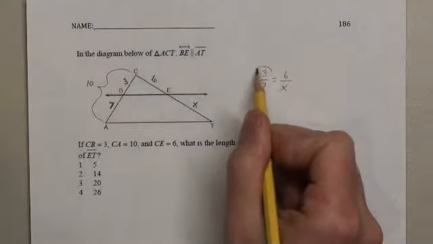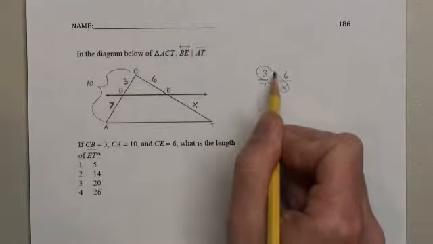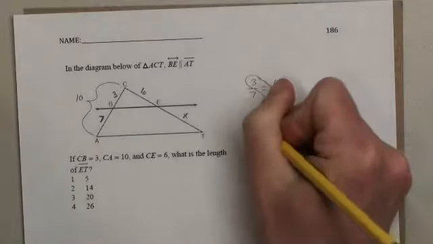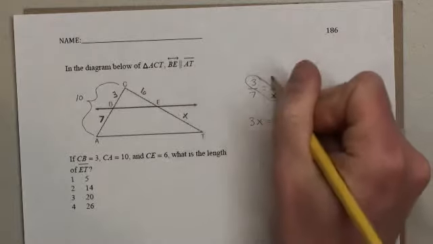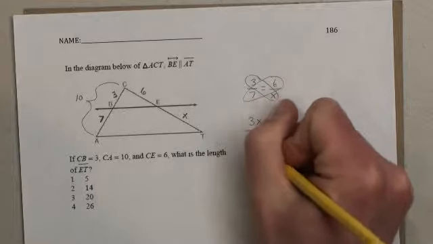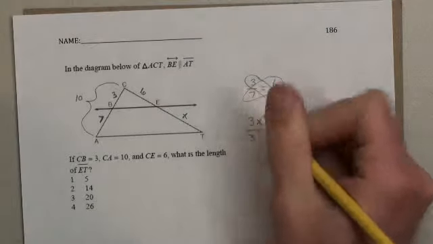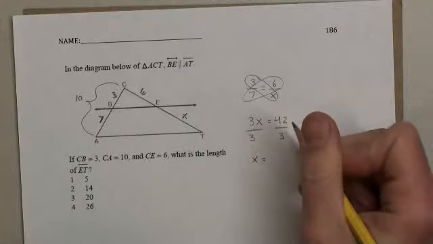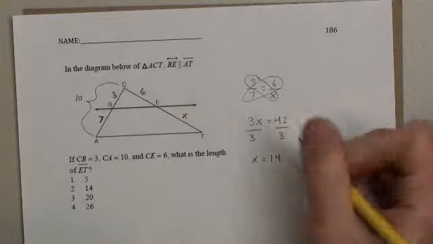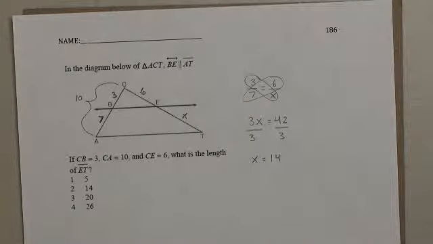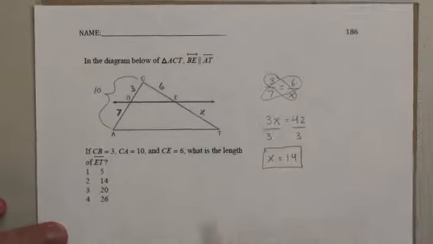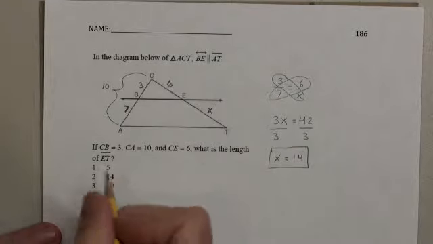I always do the piece with the x first, so that I get my x on the left side here. 3 times x is 3x equals, and then we do the other side, 6 times 7 is 42. We divide both sides by 3, and we get x equals, 3 goes into 4 once, and 12 left over, so 14. That's our final answer. X equals 14. Okay, so let's box off that answer, and let's also circle the correct choice. Choice 2.